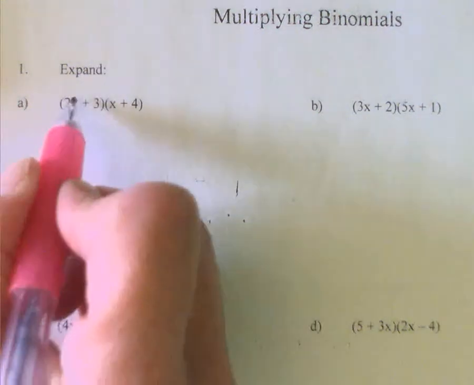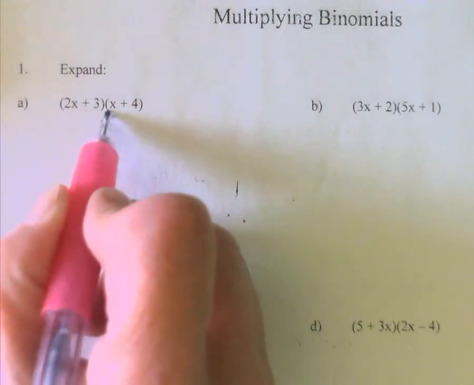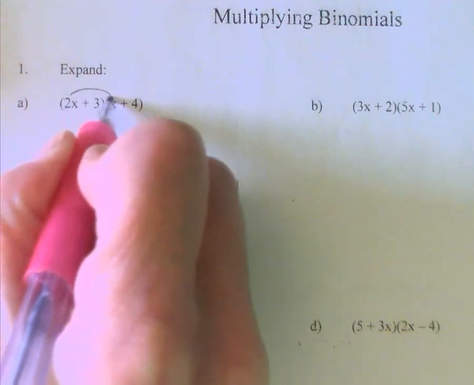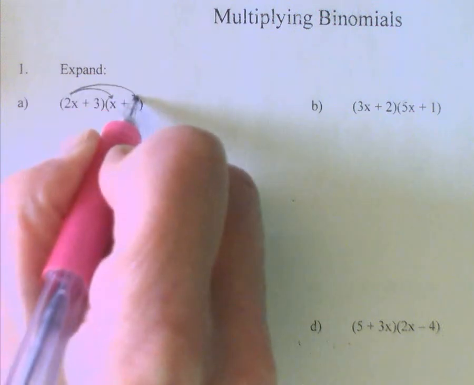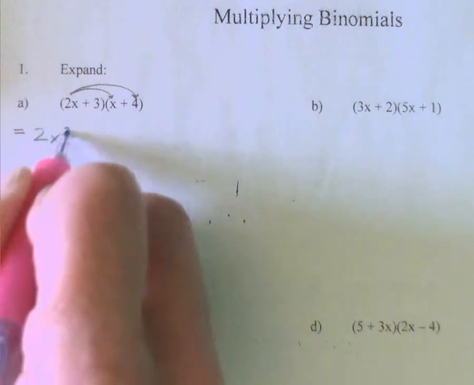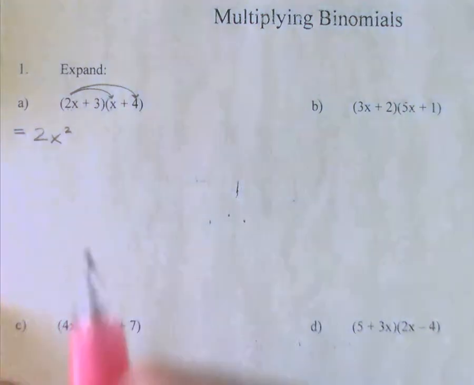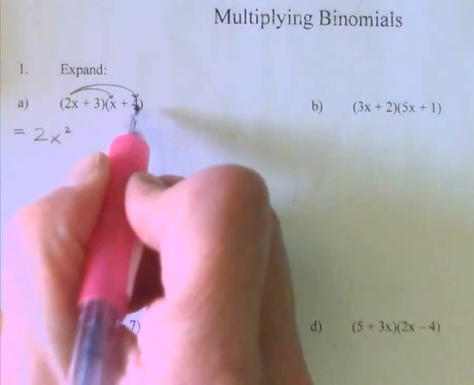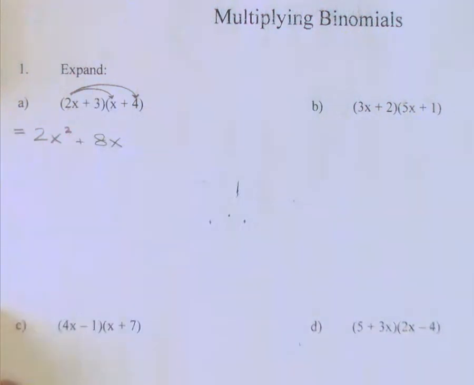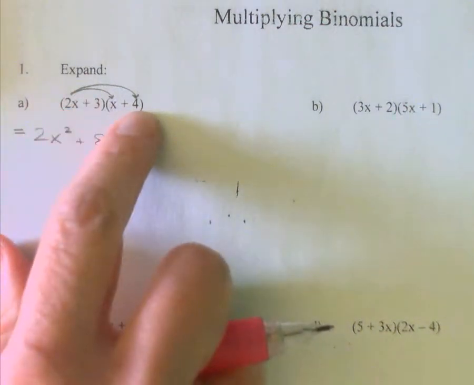So what I'm going to do is, let's start with the 2x. I want to take 2x and multiply it by everything in this second bracket. So I'm going to multiply 2x times x and 2x times 4. So 2x times x gives me 2x squared because I add the exponents and I do 2 times 1. Then I'm going to do 2x times 4. So I'm going to get plus 8x. So that takes care of the 2x times everything in this bracket.